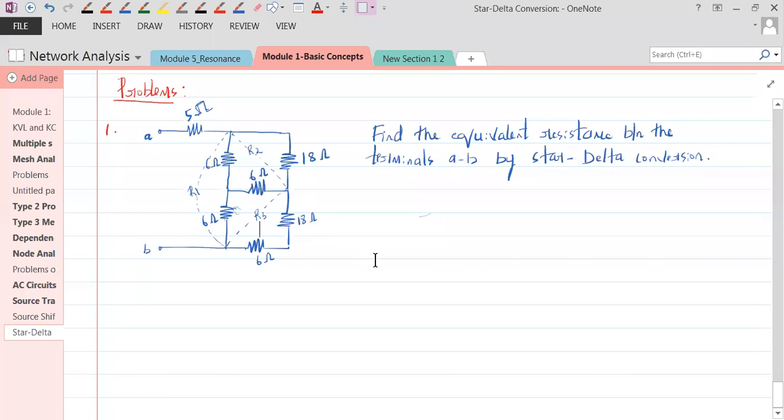Let's move on. Let's consider 6, 6, and 6 star. So in the solution, consider here. This is what I'm asking you to consider. There is a 6 here, 6 and 6. So what we are trying to obtain from this? We are trying to obtain a delta out of this. Deltas come with R1, R2, R3, and star comes with RA, RB, RC. Let's remember that. Just for reference, let me call this R1, this R2, and this R3. So I need to obtain R1, R2, R3.